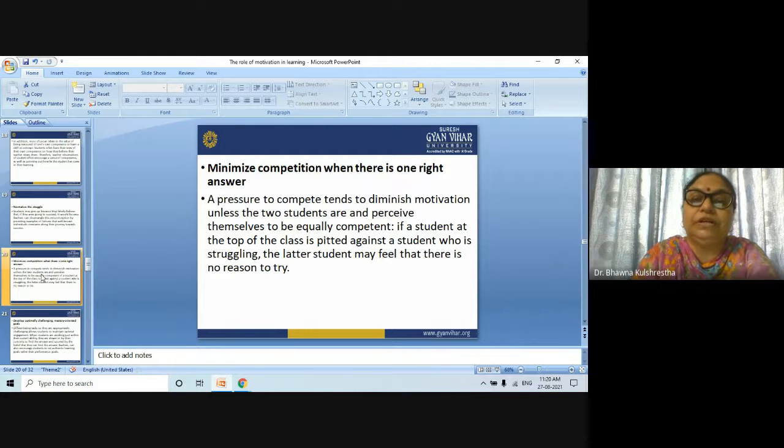And minimize competition when there is one right answer. Pressure to compete tends to diminish motivation unless the two students are, and perceive themselves to be, equally competent. If a student at the top of the class is pitted against a student who is struggling, the latter student may feel that there is no reason to try.